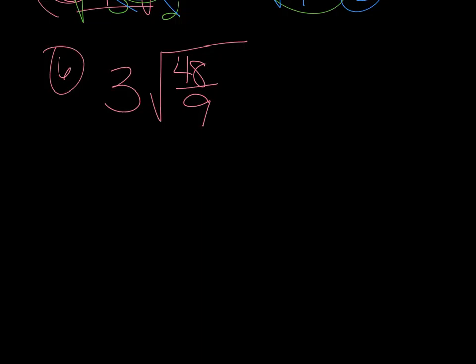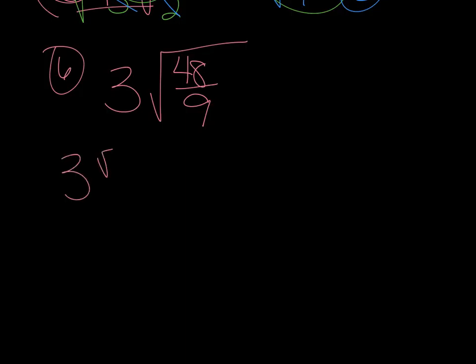if I'm going to simplify what's inside here, yesterday we always looked, can I reduce this? Could you reduce 48 over 9? Yeah, they have a 3 in common, right? Do we want to reduce 48 over 9? Why not? There's a perfect square in the denominator, so maybe we don't want to reduce.